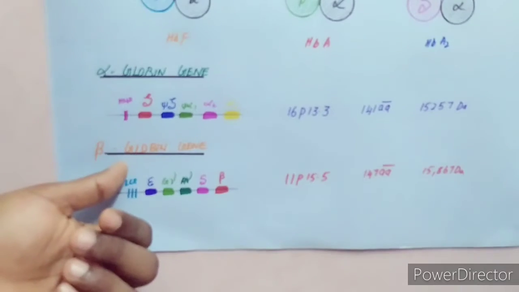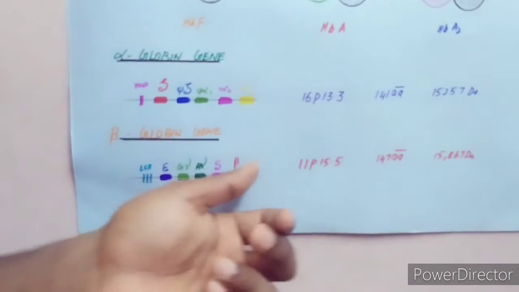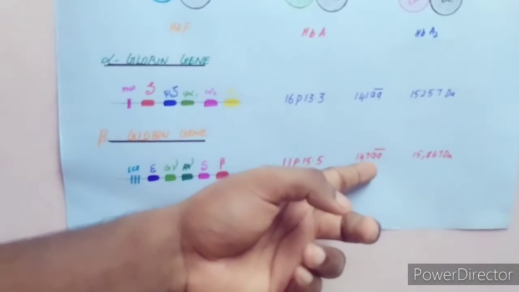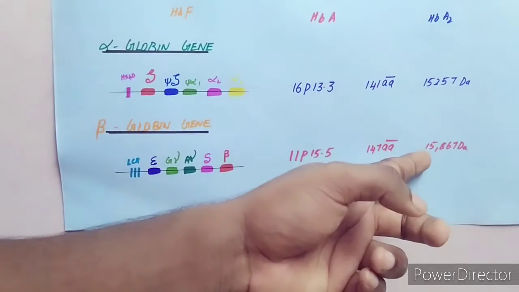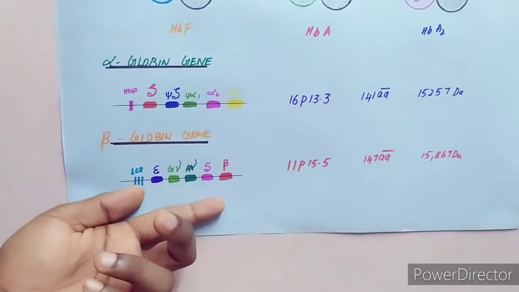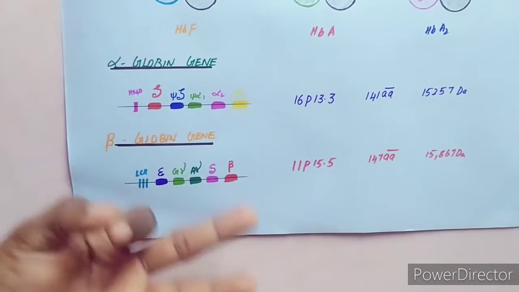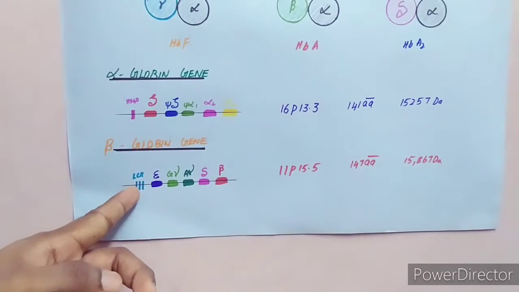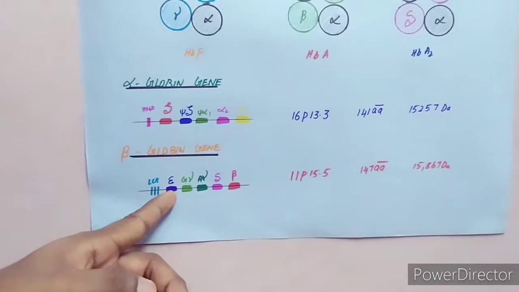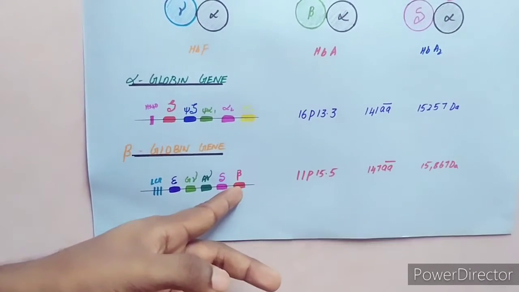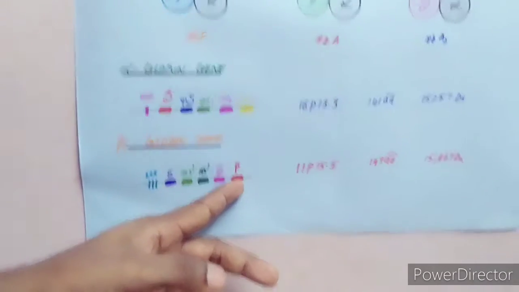And now the beta globin gene. The beta globin gene is present at 11p15.5, encodes 147 amino acids, and has a molecular weight of 15,867 Dalton. The beta globin gene has a length of 1.6 kb and has 3 exons and 2 introns. This cluster consists of a locus control region and epsilon, which is seen in the embryonic stage, gamma, which is seen in the fetal stage, and delta and beta, which are seen in the adult stages. So that's all about the genes.